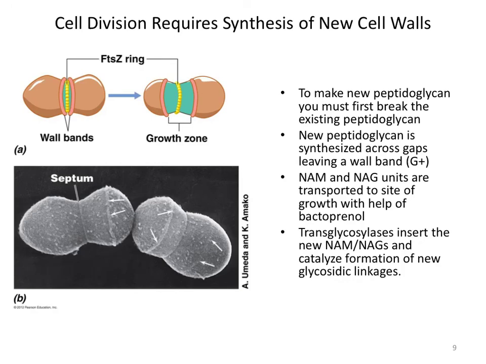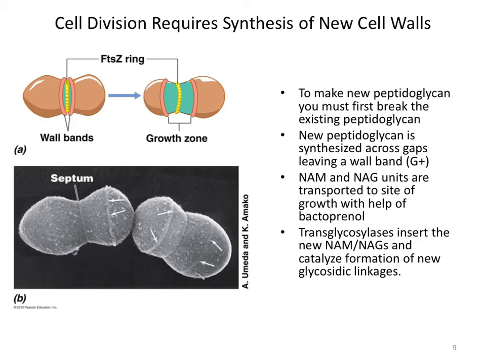So in order to have cell division, you have to make new cell walls. And in order to make new cell walls, you have to make new peptidoglycan. To accomplish that, you have to first break the existing peptidoglycan that was around the mother cell. Once you execute that break, you have to have new peptidoglycan that is synthesized across the gaps. This will leave a wall band that is very discernible in gram-positives, less so in gram-negatives.